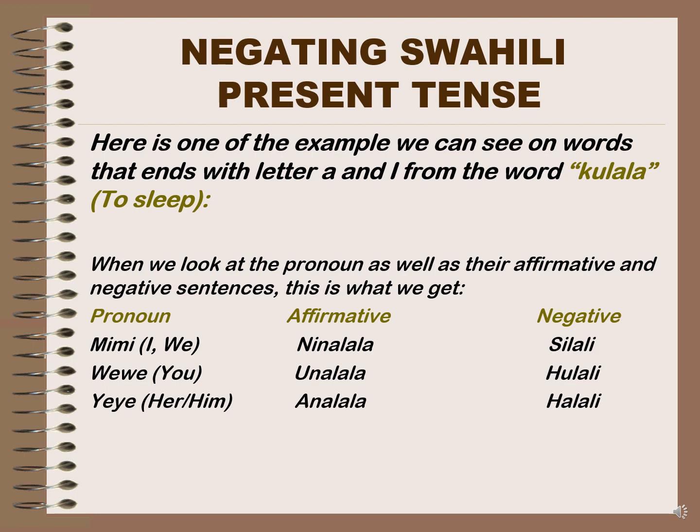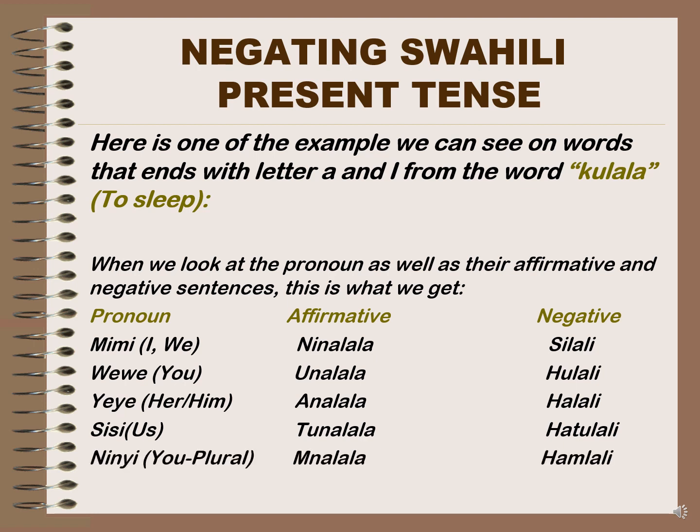Yeye, meaning her or him. Yeye analala is affirmative. Yeye halali is negative. Sisi meaning us. Affirmative will be tunalala and negative will be hatulali. So you may have an affirmative sentence like sisi tunalala and a negative sentence like sisi hatulali. We are sleeping and we don't sleep.